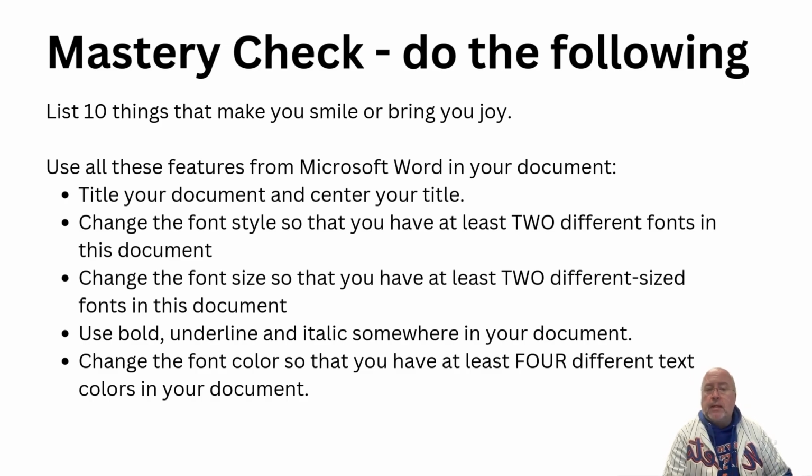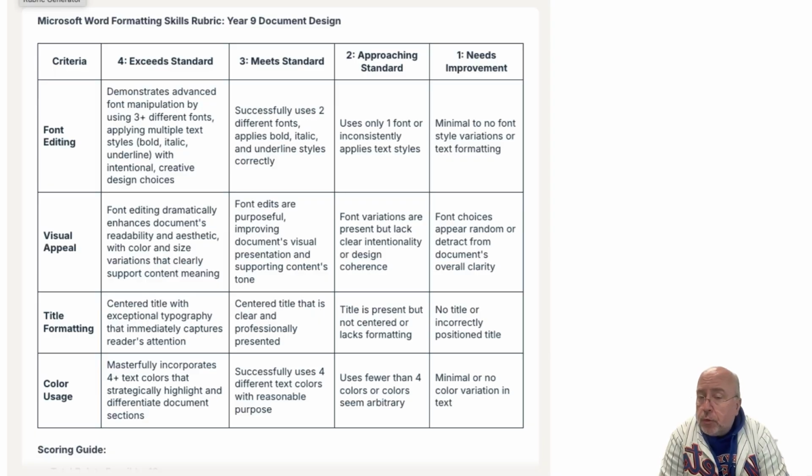All right. Once that's done, I'll show you how we're going to grade it. I will be using this rubric to evaluate your creative page, your 10 things that make you smile or bring you joy. Take a look at the 3. 3 is meet standards. It's going to be an 8-point assignment. It'll be 16 points divided by 2. And so you want to hit everything in the 3 row.